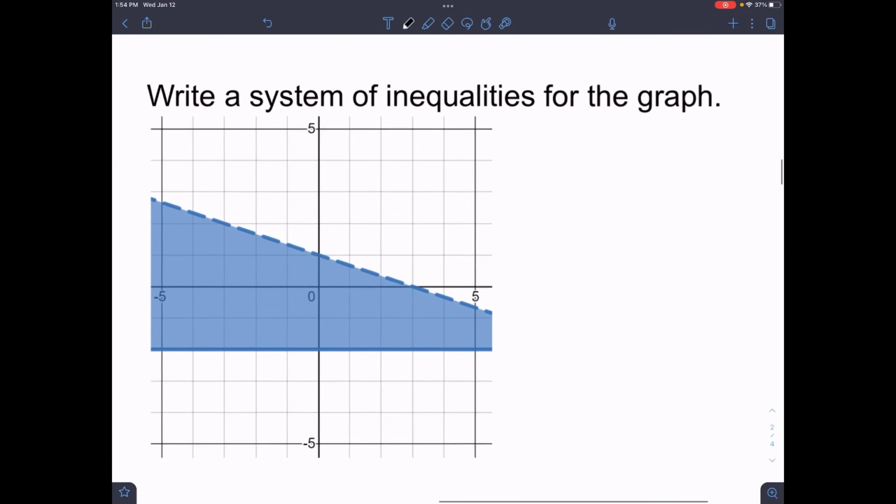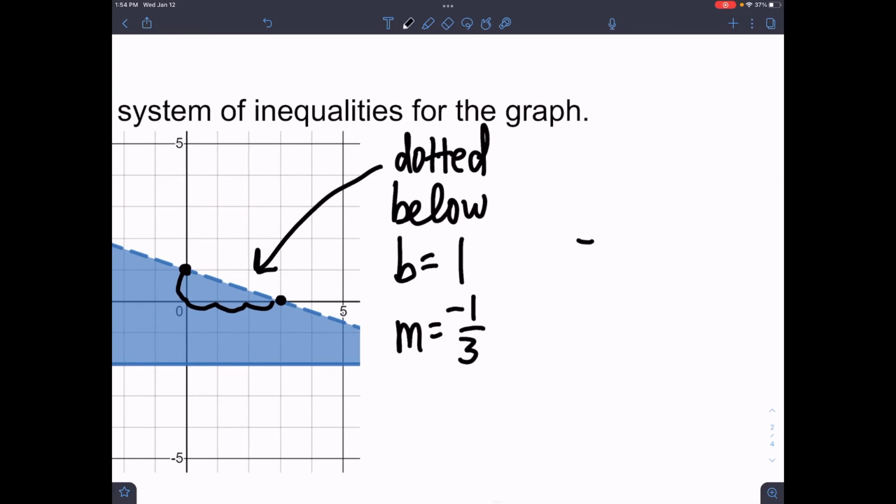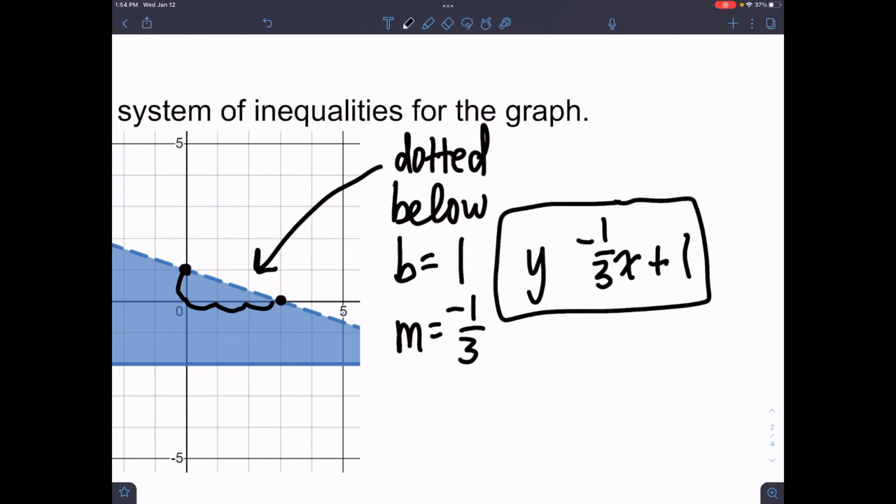Okay, so there's 4 things. Let's do this one more time here, just to make sure we have it. So this is dotted. The blue is below. B is at 1, that's the y-intercept. And for slope, this looks like another even point, so down 1 over 3. Perfect. mx plus b, y, that is the answer, but of course it's below, less than. Dotted, I am not going to put a line underneath. This is strictly less than.